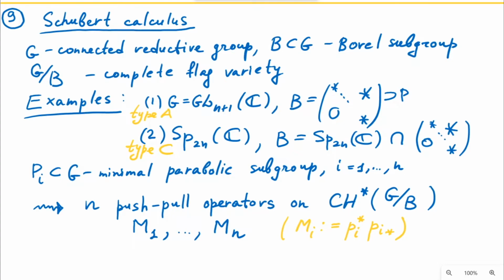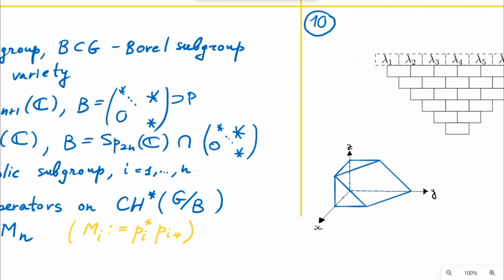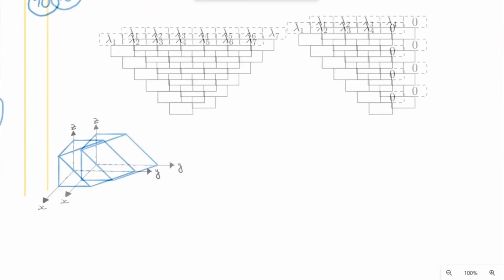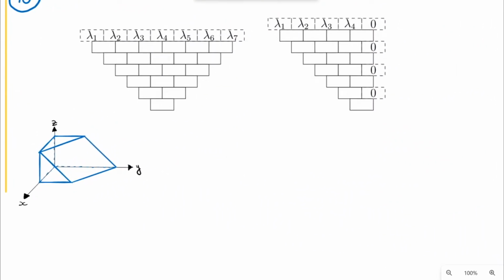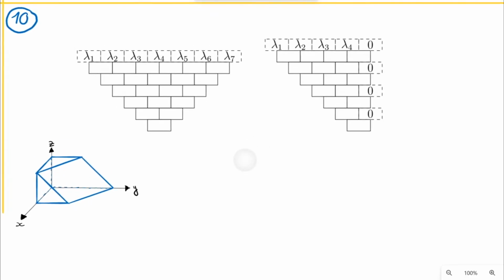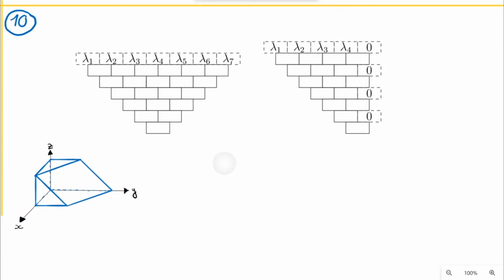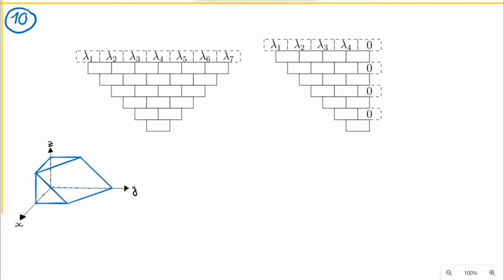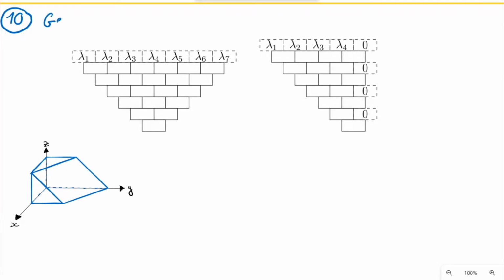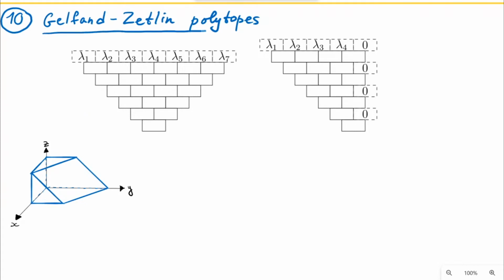The next ingredient that I need is a Gelfand-Zetlin polytope, and these polytopes can be defined in various types. Classically, they were defined in representation theory using special bases in representations of classical groups. I will be only interested in types A and C. To define these polytopes, we first define so-called Gelfand-Zetlin patterns. Type A pattern is on the left, and type C pattern is on the right.